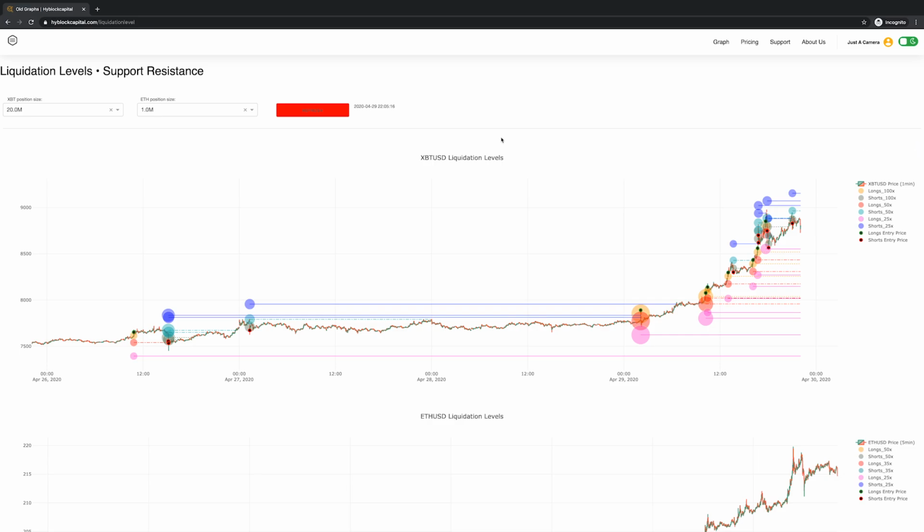So now we're going to get into an example of how I mark this out on a chart and figure out where price is potentially going based on these liquidation levels, and how it's a trade setup that we can look at to figure out where we want to position ourselves going forward.